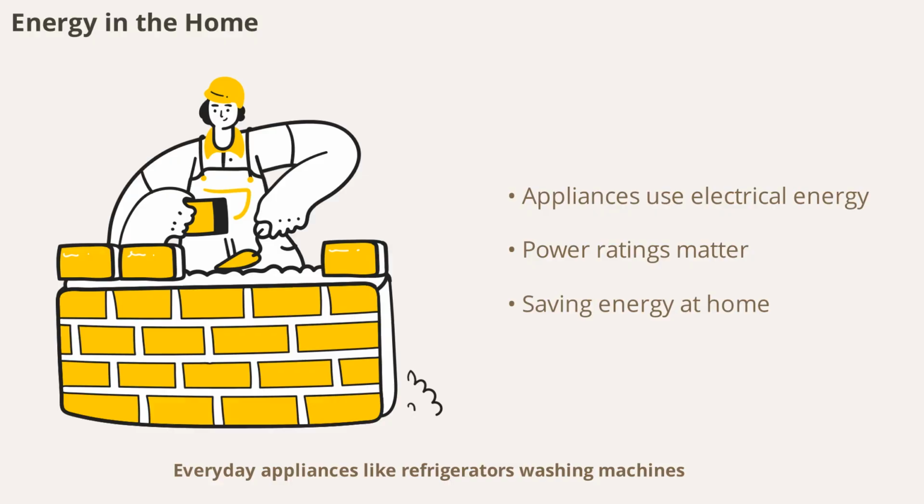Everyday appliances like refrigerators, washing machines, and lights use electrical energy to perform work. Understanding how much power each device uses can help us make smarter choices to save energy and reduce costs. Simple actions like turning off unused lights can make a big difference.